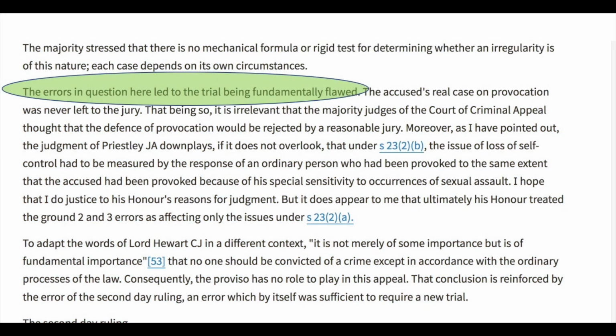And we can see Justice McHugh's ratio decidendi on this point. Here he writes, "The errors in question here led to the trial being fundamentally flawed. The accused's real case on provocation was never left to the jury. That being so, it is irrelevant that the majority judges of the Court of Criminal Appeal thought the defence of provocation would be rejected by a reasonable jury." Once you read everything else relating to that issue, it really all comes down to that conclusion. The original judge's incorrect ruling meant that the defendant was not able to put his case to the jury, so he didn't get a fair trial, so he should have another.